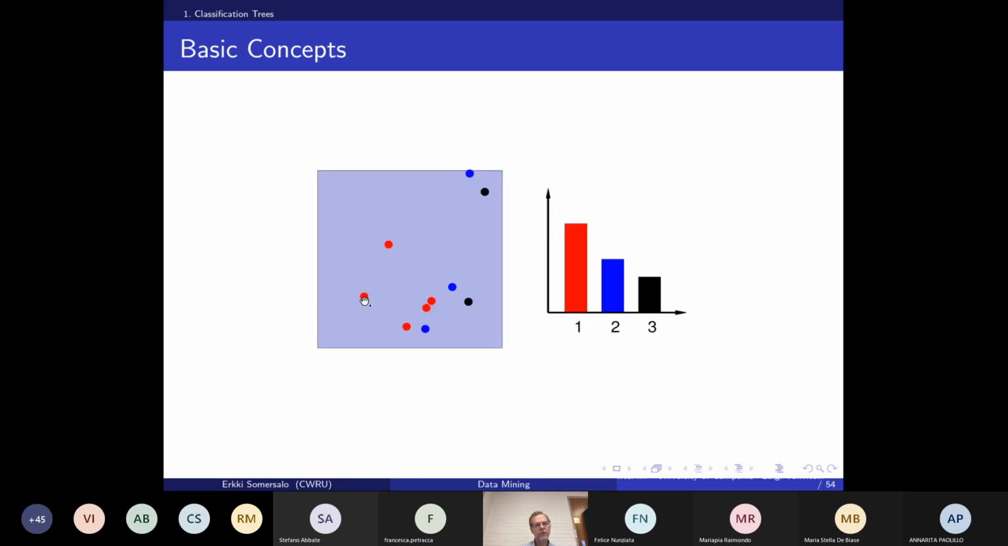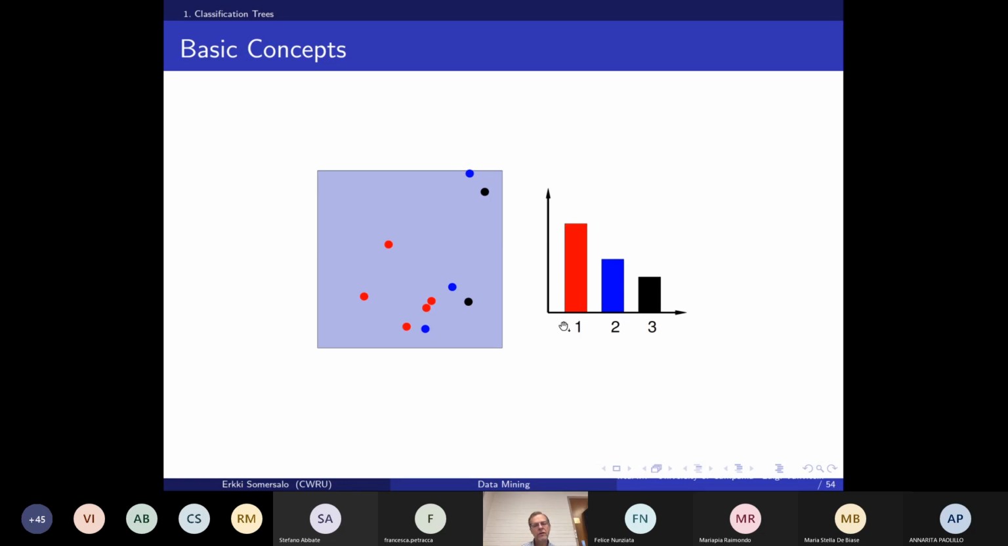So here is an example. I have a rectangle and I have 3 classes. I'm counting how many red points I have, how many blue points, and how many black points. I normalize those numbers by the total number, and I get this histogram. You see that the red class is the dominant class. So the largest probability, when you are drawing a point randomly from this box, is that your point is going to be a red one.